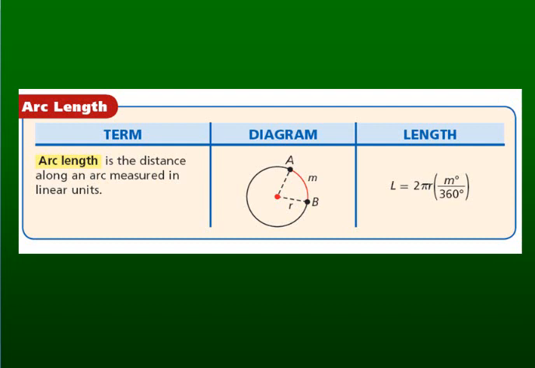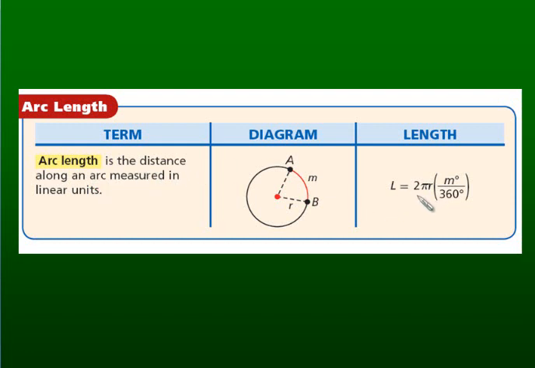Okay, now we're going to talk about arc length. Now don't confuse arc length with the arc angle. In section 2 you learned that this angle right here, your central angle, is the same as the arc angle. Now that is an angle. Right now we're talking about the arc length. So length is a measurement. So arc length is the distance along an arc measured in linear units.